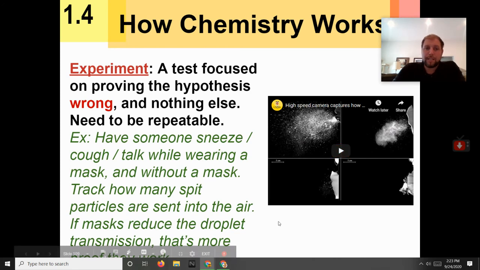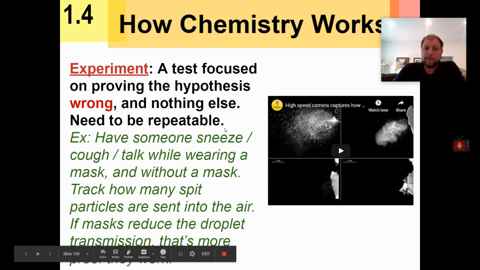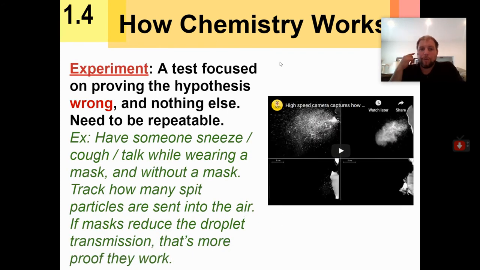Okay. So here's an example of an experiment. An experiment could be to have someone sneeze, cough, whatever, talk while wearing a mask and while not wearing a mask, and track how many spit particles are sent flying into the air. Well, guess what? This experiment was done. Here is some footage of it.